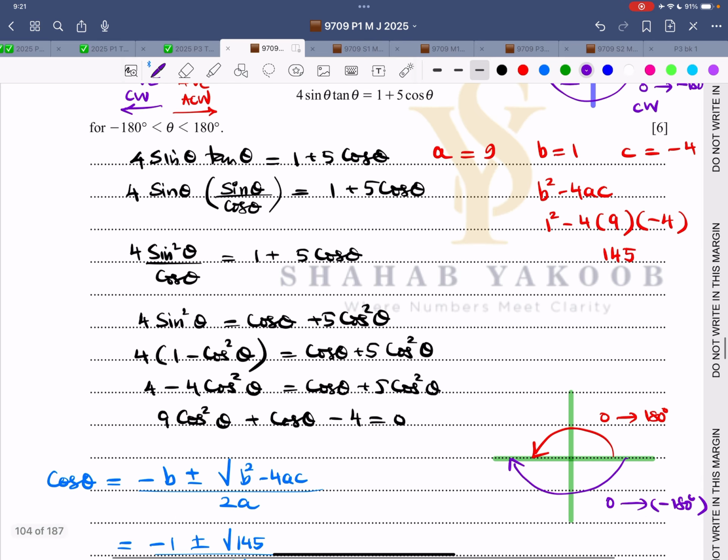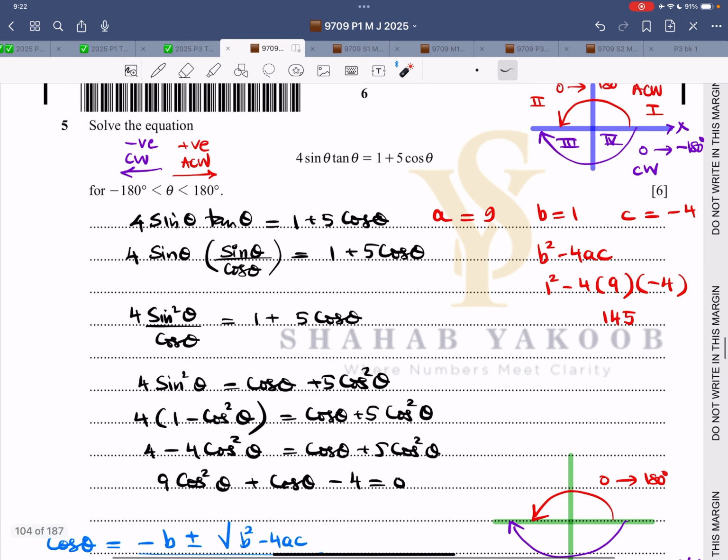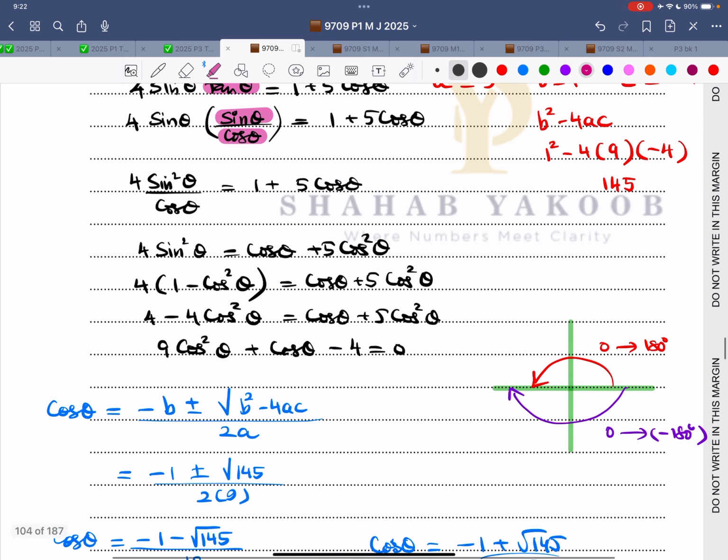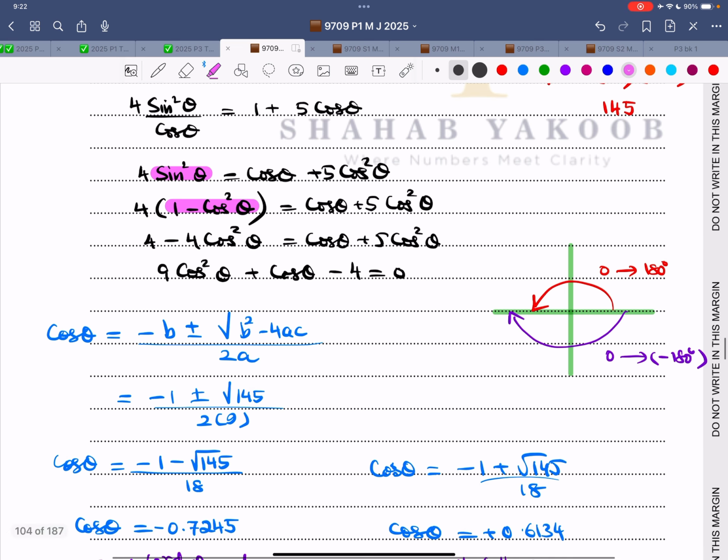Let's see. First thing first, tangent is written, let me grab a highlighter, there it is. Tangent is written as sine over cos. That is the change that's taken. Cross multiply, we get cos theta plus 5 cos square theta. And what's the next thing? The next thing is this sine square theta, we are changing it as 1 minus cos square theta. And then what are we getting? We are getting this quadratic equation.